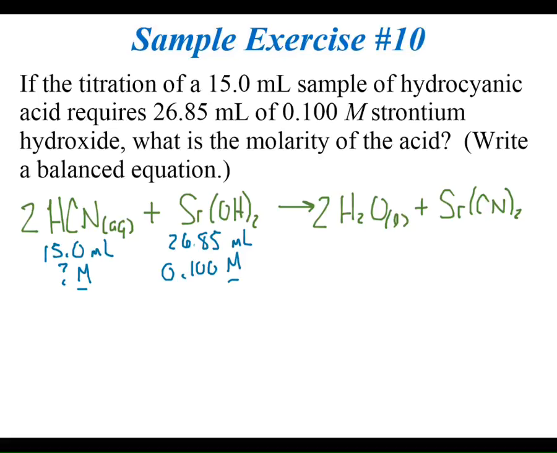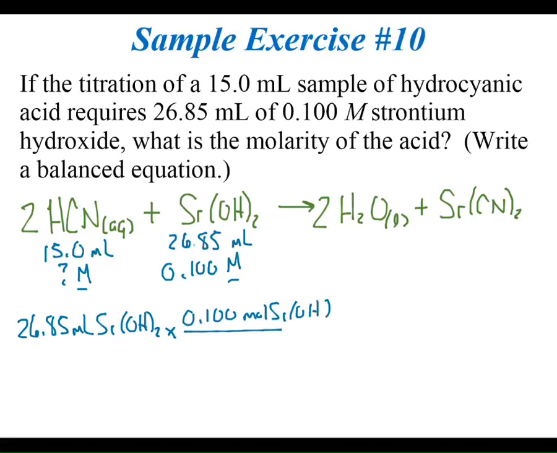So this is basically exactly what we were doing. What was that, chapter 8, where we were doing this? We were using molarity and stuff to find the other molarity or find the other volume. So if I know that molarity, how do I find that molarity? Well, let's start with what we know. So I'm going to take 26.85 milliliters of strontium hydroxide times 0.100 moles strontium hydroxide per liter, or in our case, we can say 1,000 milliliters.